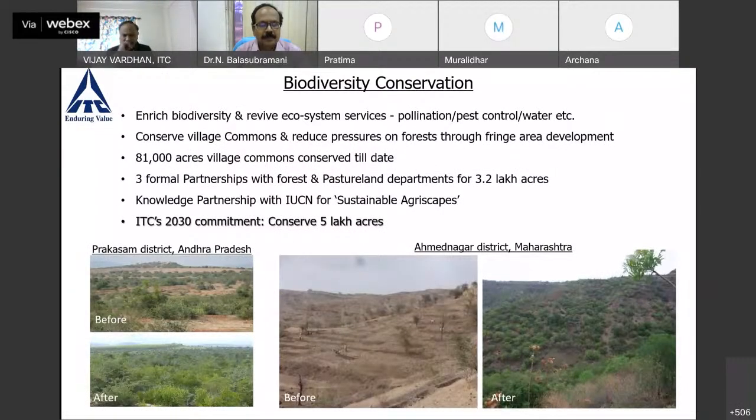As I mentioned, biodiversity we look at as part and parcel of the overall agriculture development, not as a standalone activity. So we work for conserving commons, protecting forest by reducing pressures on forest, which is by promoting trees in the fringe areas, so that people don't go to forest for wood, fuel, and other requirements. So this is another natural resource. We work extensively on this.